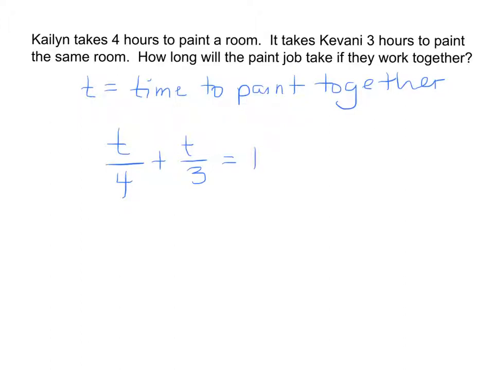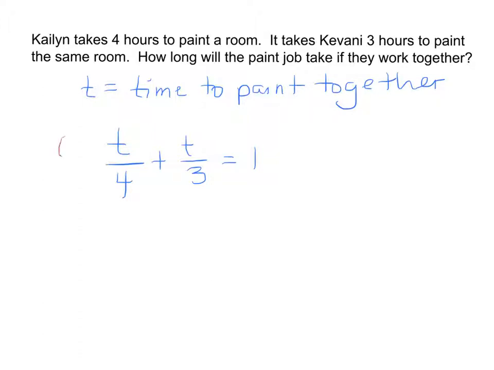So that was the first step, define the variable. Second step, write the equation. Third step, solve. And this is a really easy rational equation to solve, right? We don't have to factor. We don't have to come up with a complicated denominator. What's the common denominator? 12. So we need to multiply each thing by 12, or by 4 times 3.